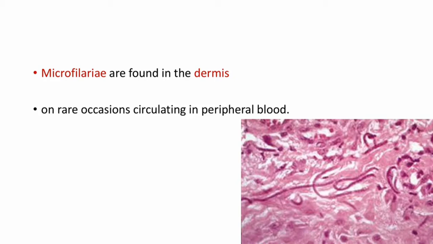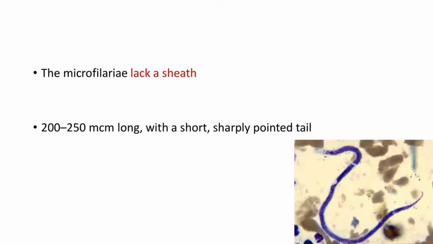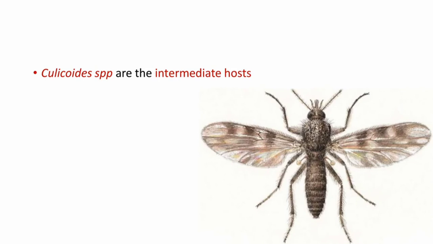So where can we find the microfilaria? Microfilaria are found in the dermis. On rare occasion they can be found circulating in the peripheral blood as well. So here is a picture of the dermis. You can see the microfilaria. And microfilaria lack a sheath and they are 200 to 250 micrometer long with a short, sharply pointed tail.